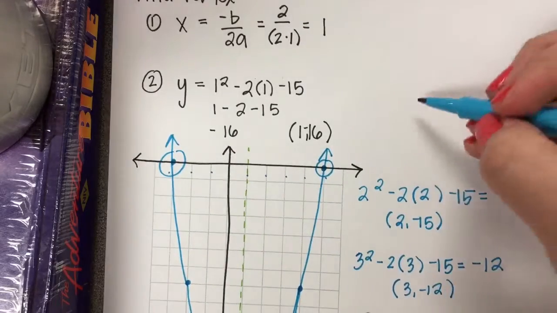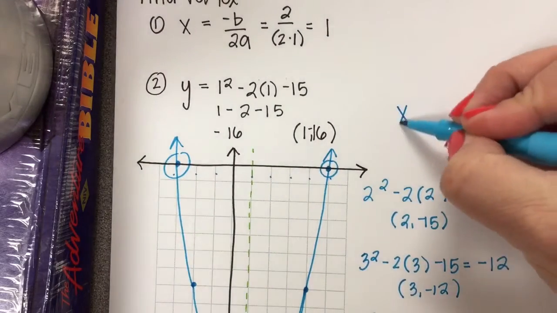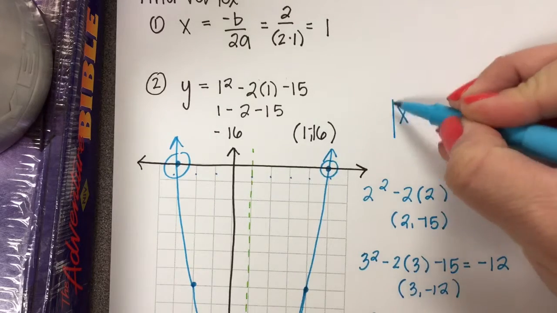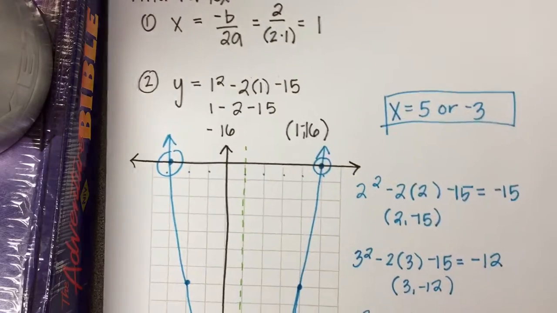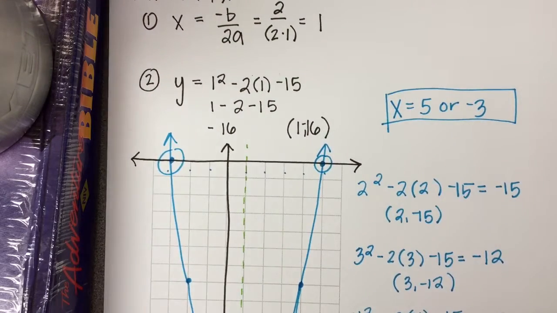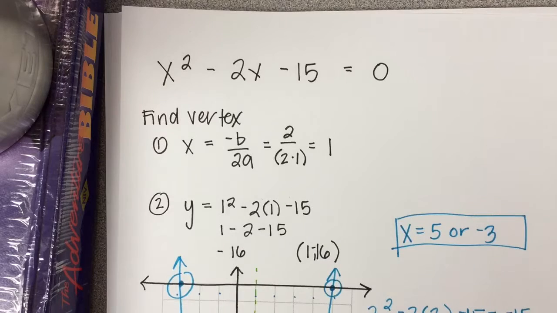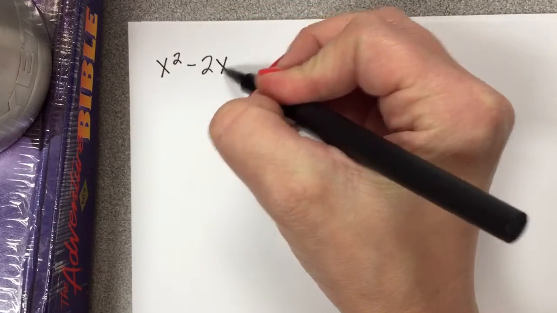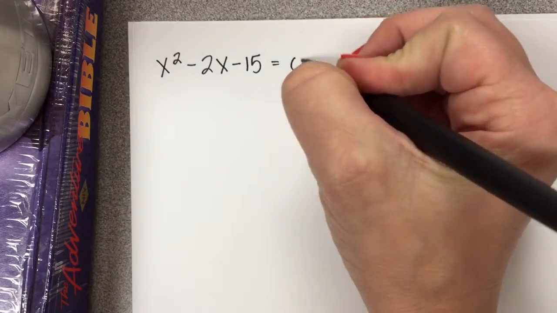So when I solved this by graphing, I got x equals 5 or negative 3. Okay, so graphing is probably the longest method, but it's done. So x squared minus 2x minus 15, I got 5 or negative 3. So what we're going to do now is the same quadratic, x squared minus 2x minus 15 equals 0.